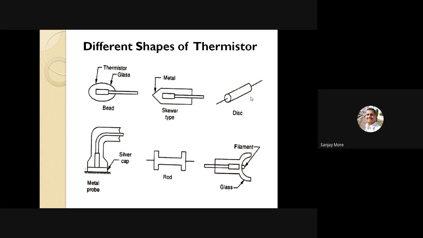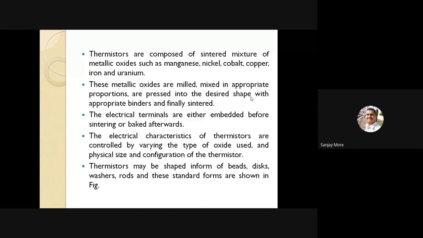Completed. These are the different shapes of thermistors used to measure the temperature. Write down.